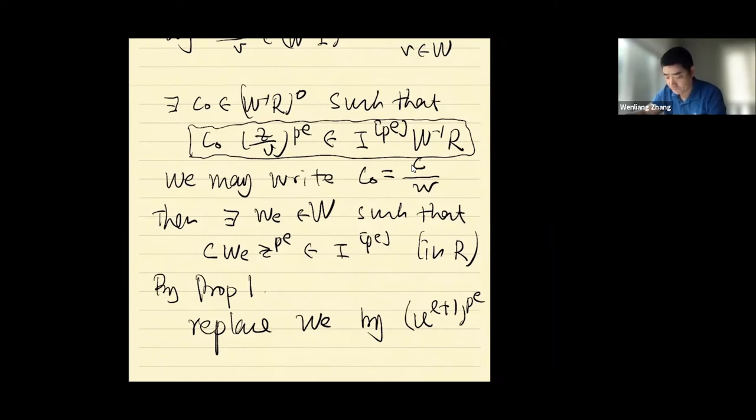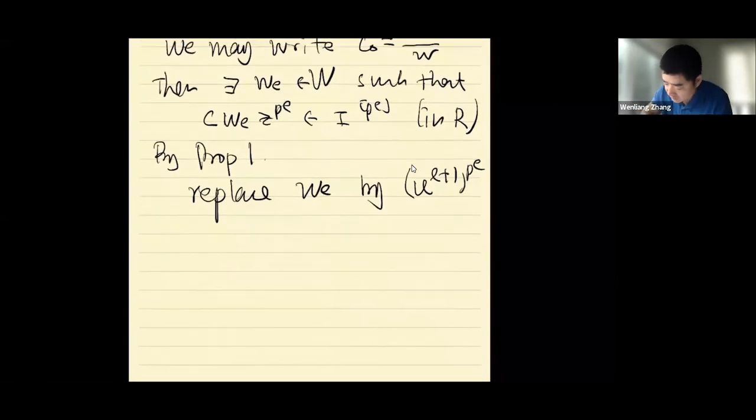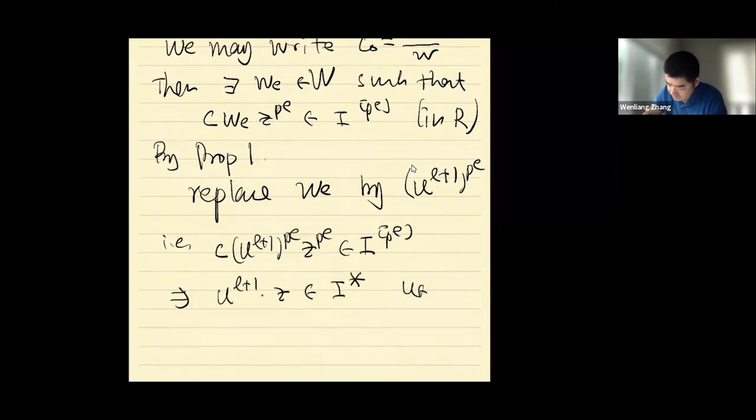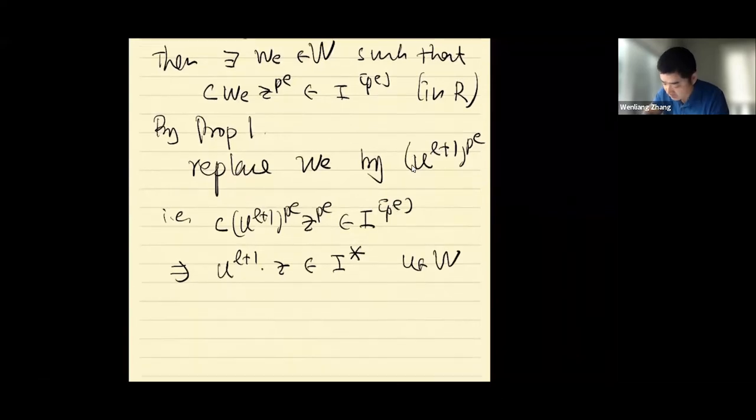All right. Now, that means C times U to the L plus one to the P to the E times Z to the P to the E is in I^[q]. So this tells me, because C is not in any minimal prime, that U to the L E times Z is in the tight closure of I, just by definition of tight closure. But U is in W. So that means my Z is actually in W inverse I star.